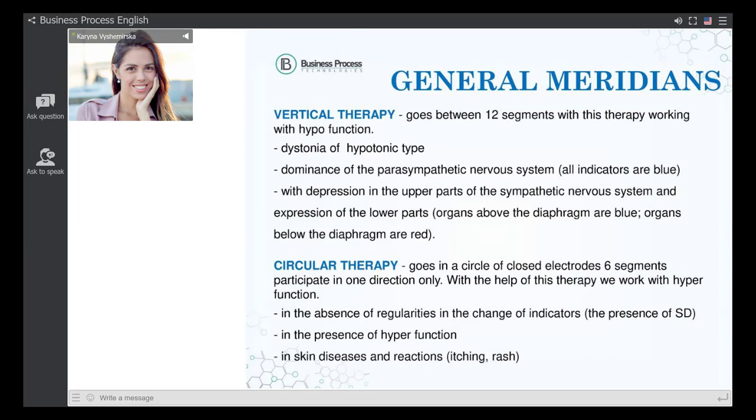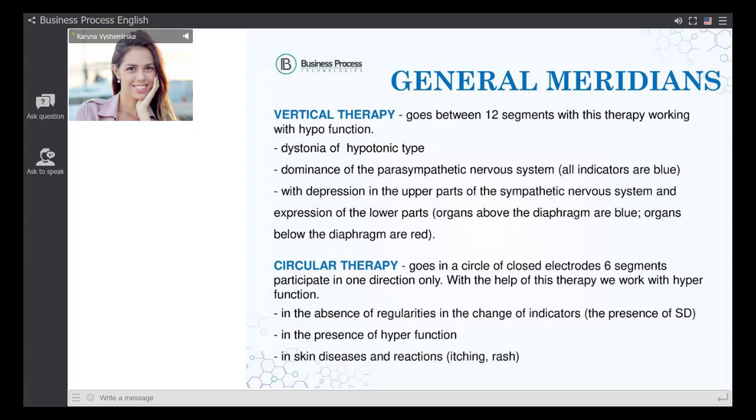Okay, we will go back to our general meridians. And I will explain to you when we can use them as part of harmonization. The vertical meridian goes between 12 segments of the body. This therapy is working if we have hypofunction. Hypofunction is when, on the diagram of the test, our results, the dominant color is blue.